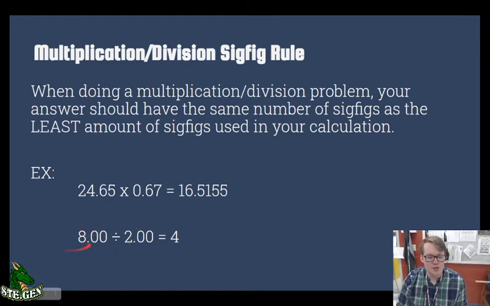We had one tool that measured us 8.00. We had another tool that measured us 2.00. So both of those are to 3 sig figs. Those zeros are at the end of the number and after the decimal. So our answer when you plug that in your calculator is 4.